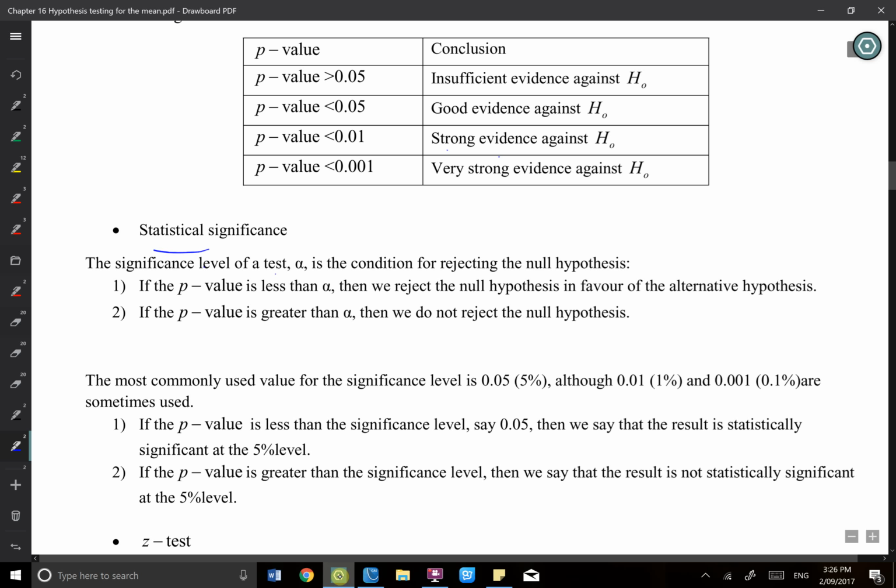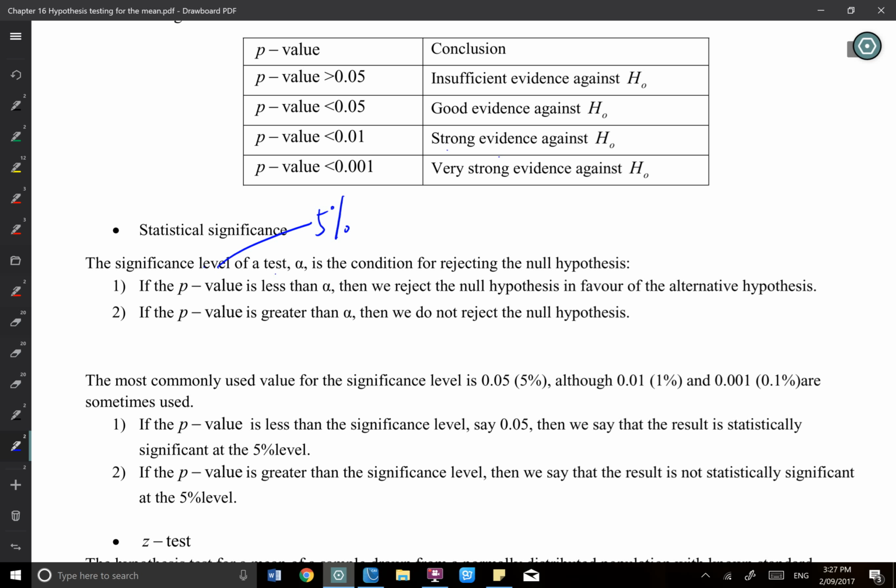So you will say the significance level is 5%, which means when your p-value is less than 5%, you can reject H0. If the p-value is less than alpha, the alpha is like the percentage or 0.05, then we reject the null hypothesis in favor of the alternative hypothesis. If the p-value is greater than alpha, then we do not reject the hypothesis.